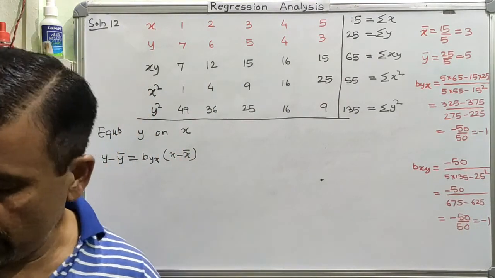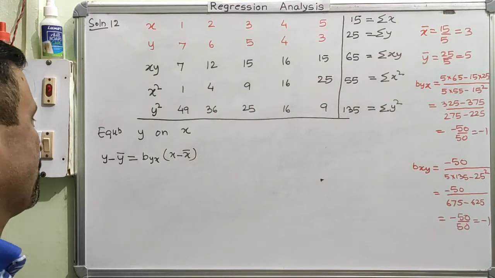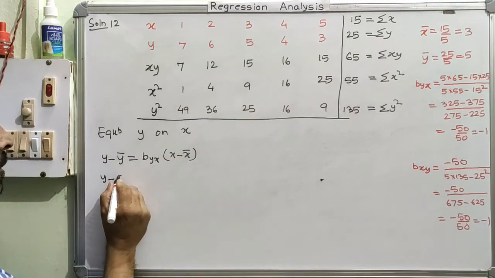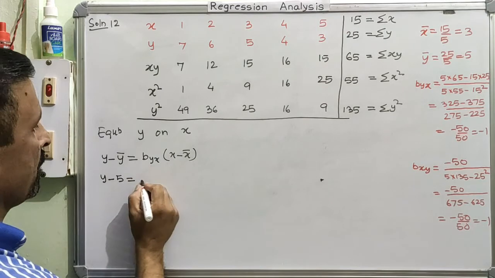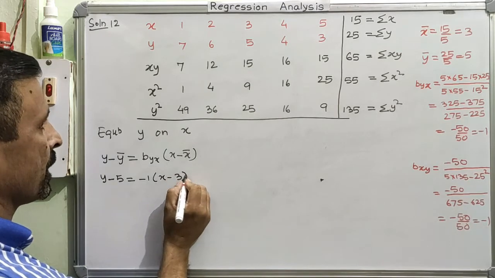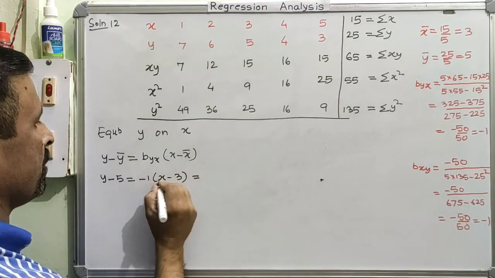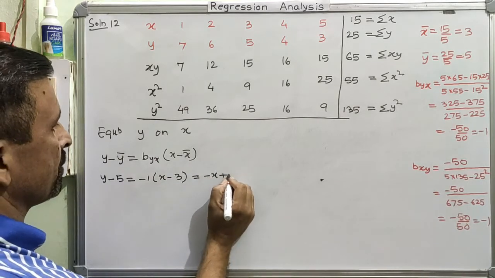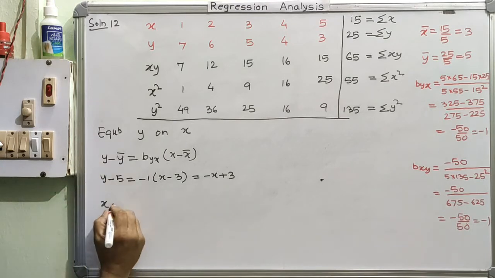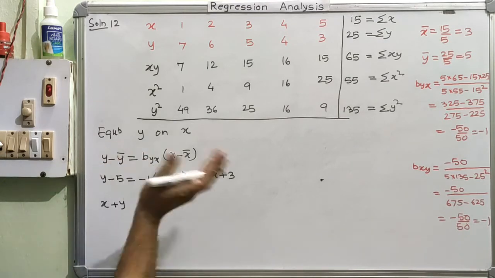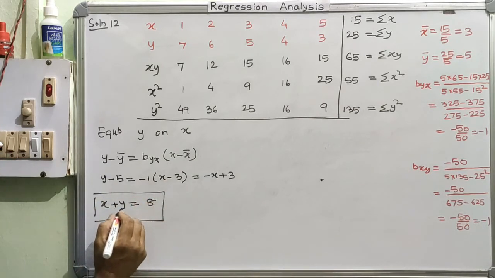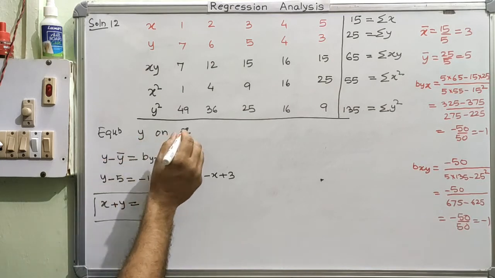Is it okay? Now we are going to complete the equation. So y minus y mean, calculated 5, is equal to byx, calculated minus 1, into x minus x mean, calculated 3. Clear? So this becomes minus x and this becomes plus 3. Finally, you can do the rearrangement and you get the equation. So x comes to this side will become positive. This is plus y, right? This minus 5 goes to the other side, which will become 8. So this becomes your first equation, and this equation is the line of regression of y on x.